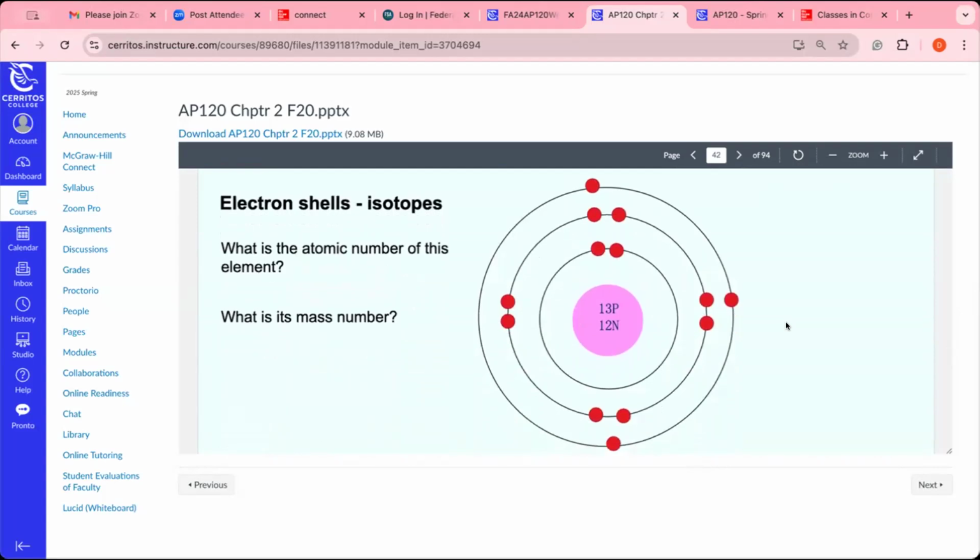Okay, so what is the atomic number of this element? Well, the atomic number is the number of protons that it has. So this would be 13. But its mass number is 13 plus 12. 13 plus 12 is 25. So we have 25. Okay, let's keep going.